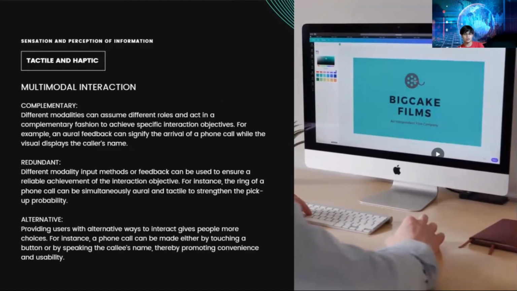So providing users with alternative ways to interact gives people more choices. So for instance, example again, a phone call can be made either by touching a button or by speaking the caller's name. So thereby promoting convenience and usability. So that is multimodal interaction. Okay.